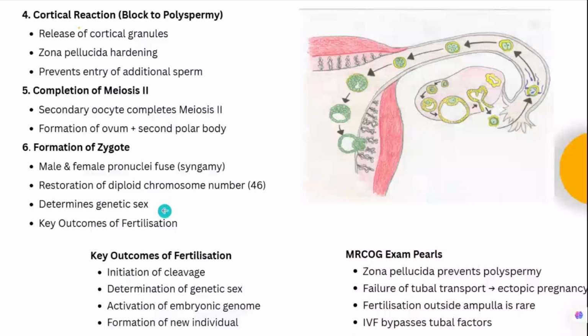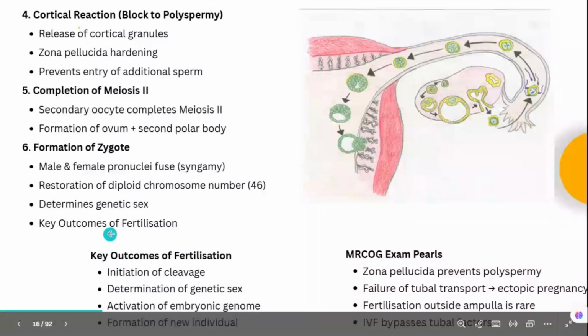So what are the key outcomes of fertilization? Once the zygote is formed, it initiates the process of cleavage. Then there is determination of the genetic sex. There is activation of the embryonic genome and formation of a new individual over a period of time. That is the outcome of fertilization. So what are they asking in the examination? Zona pellucida, important in the prevention of polyspermy.